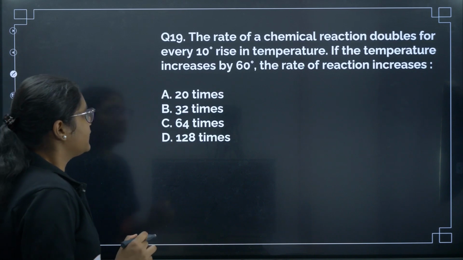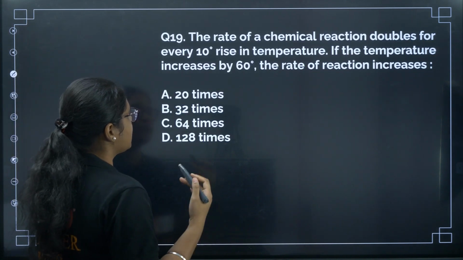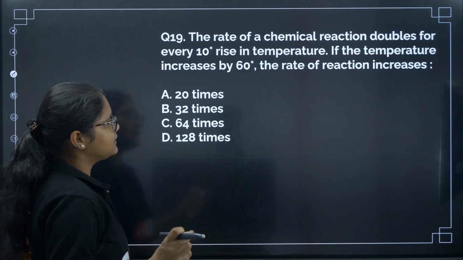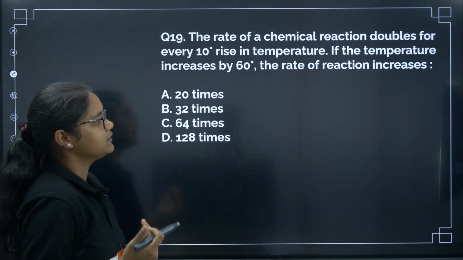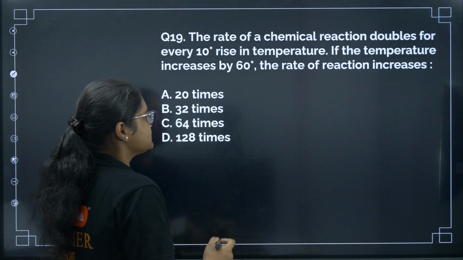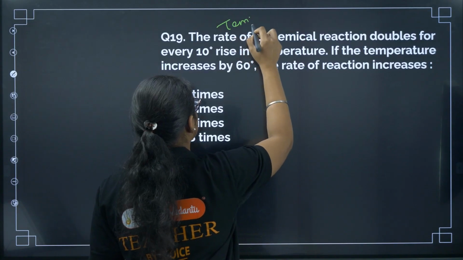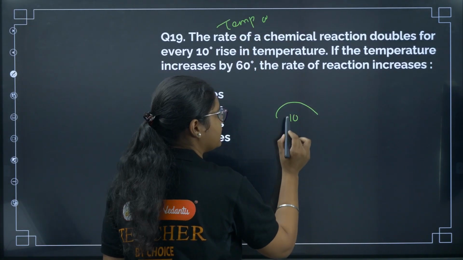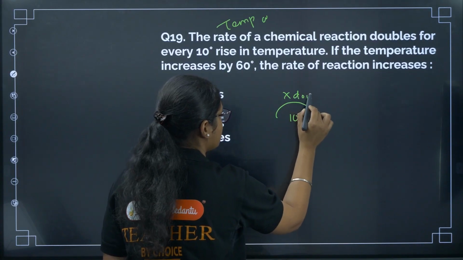Next. The rate of a chemical reaction doubles for every 10 degree rise in the temperature. If the temperature increases by 60 degrees Celsius, the rate of the reaction increases. Okay, so this is from your temperature coefficient part, right? So for every 10 degrees, the rate doubles, right?